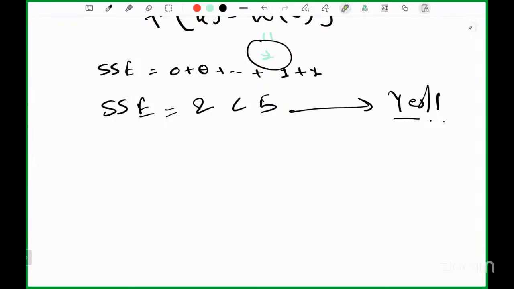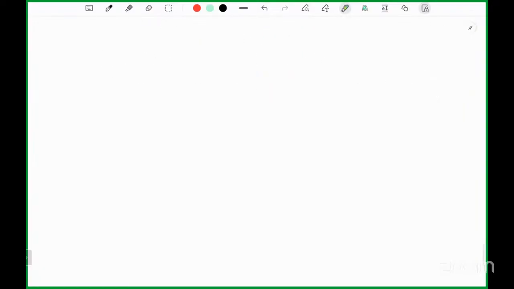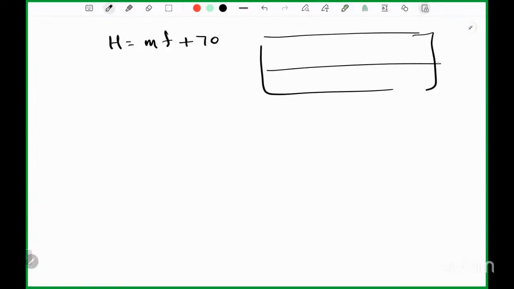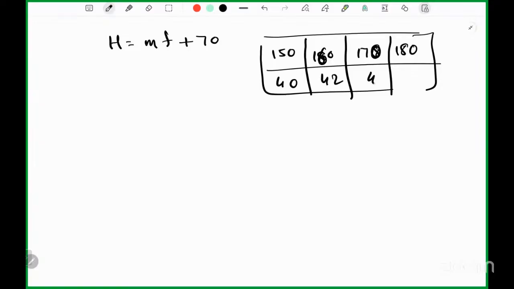So see, what you need to do. Here, the question is pasted on the chat box. You guys can look at that question. The expression is given: H is equal to MF plus 70. And one data set is there. The H values are 150, 160, 170 and 180, and the F values are 40, 42, 48, 56. So this is the data set and this expression is given to you.